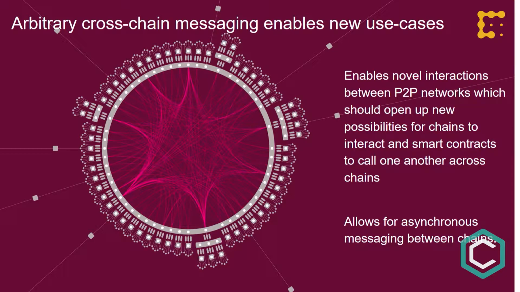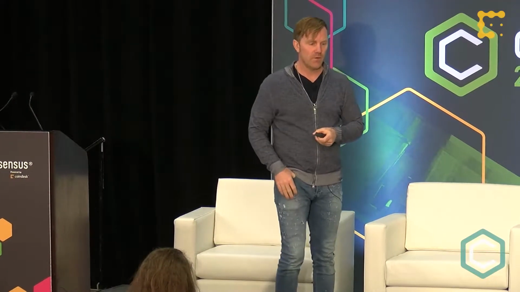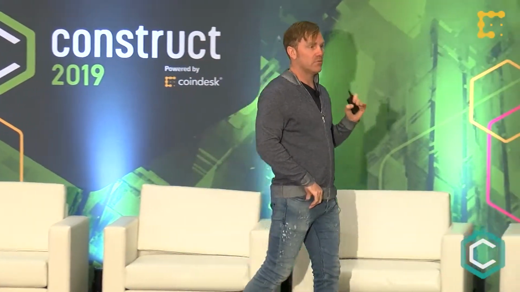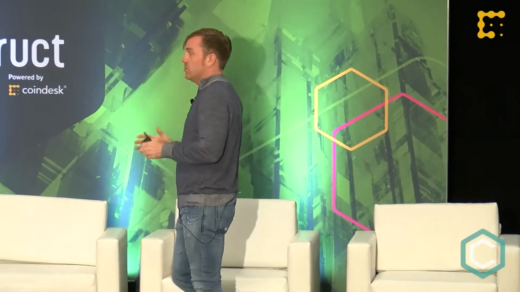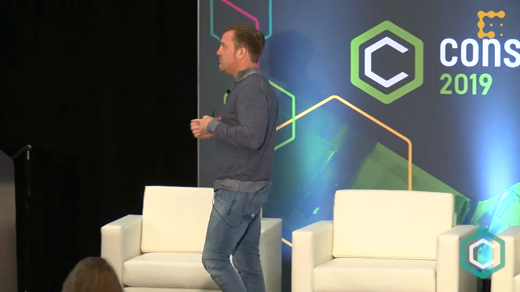It's not just limited to, say, the transfer of tokens or the transfer of value cross-chain. As I mentioned, any smart contract can call any other smart contract on a different chain, and we expect that this creates new possibilities, opens up novel use cases for chains to interact with one another. And this allows for asynchronous messaging, where two chains that maybe don't speak or don't finalize in the same order or at the same speed can speak with one another.